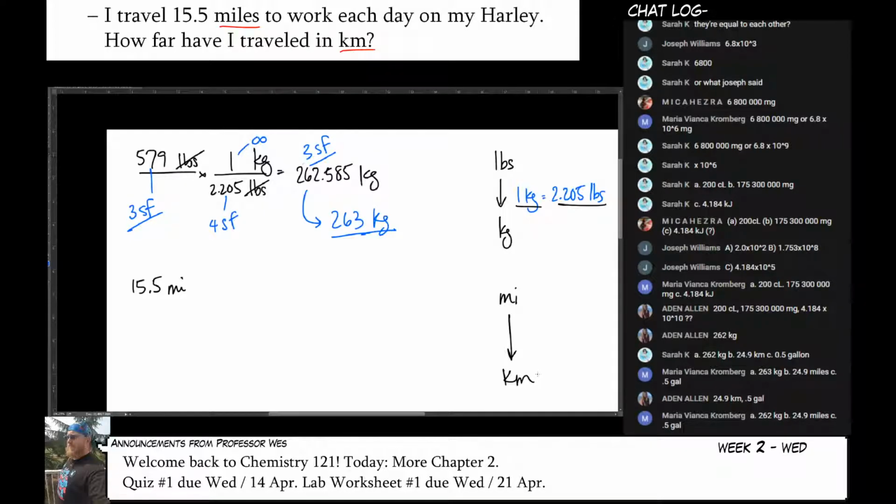So I need to look up the conversion between miles and kilometers, and when I did that, I got this. So 1 mile is 1.609 kilometers. I believe that that's right. I'm actually doing that from memory. 1 mile, 2 kilometers, 1.60934. Good.